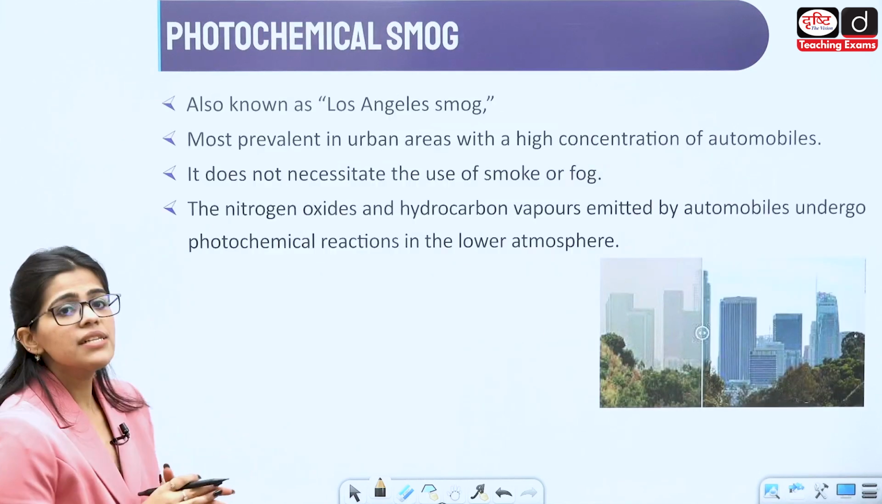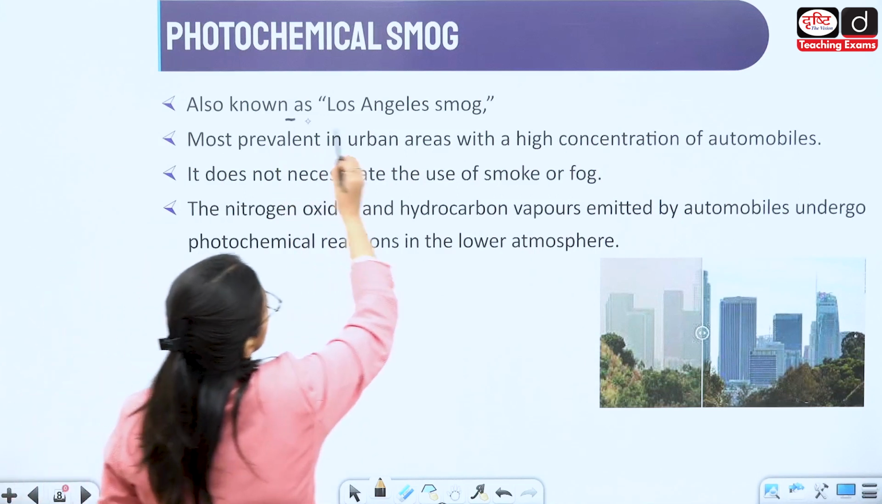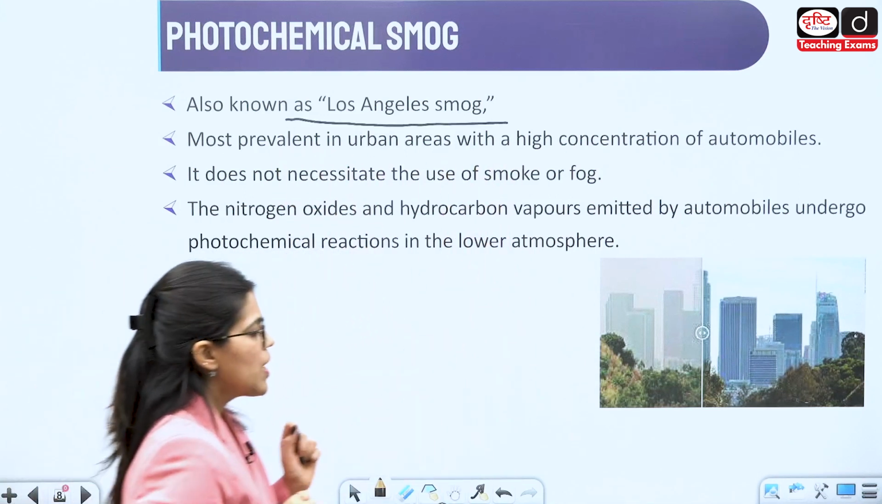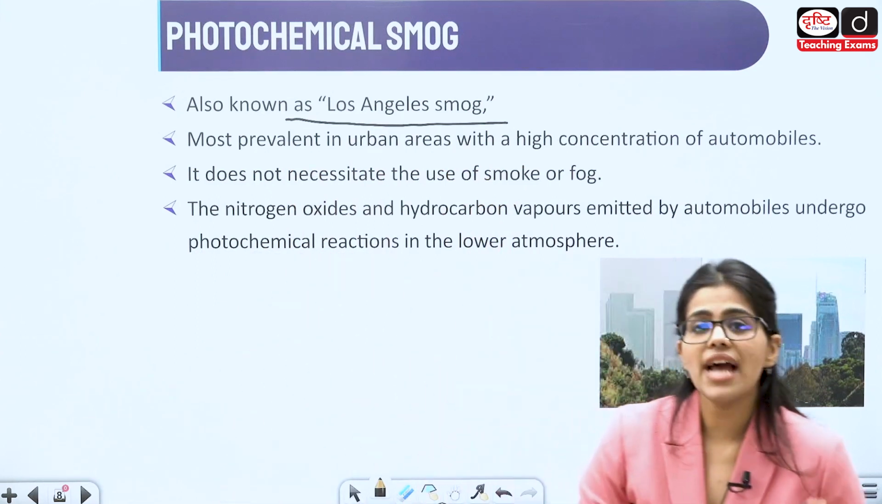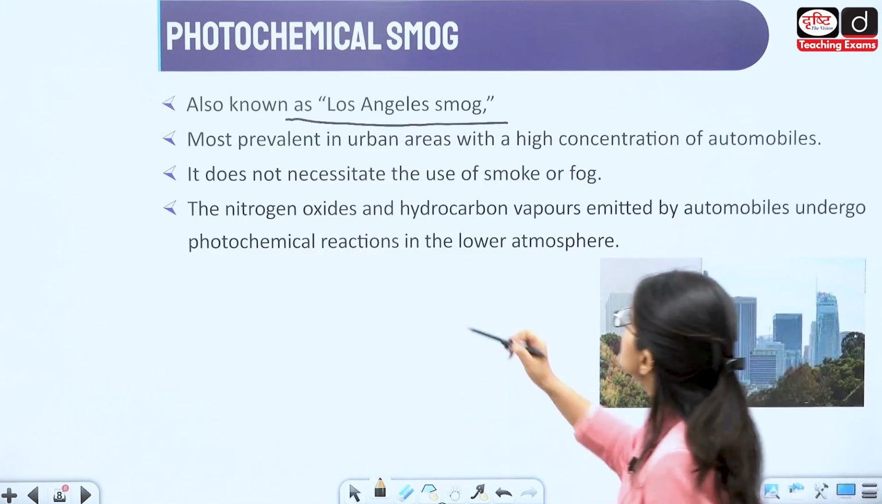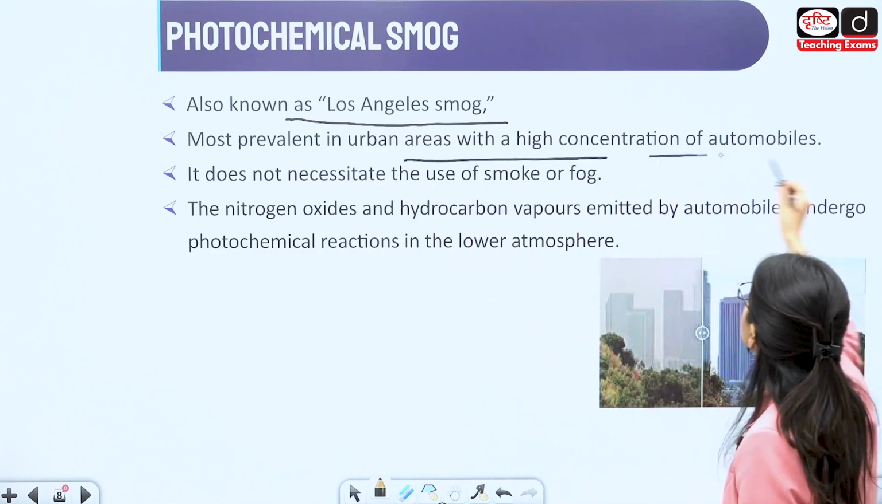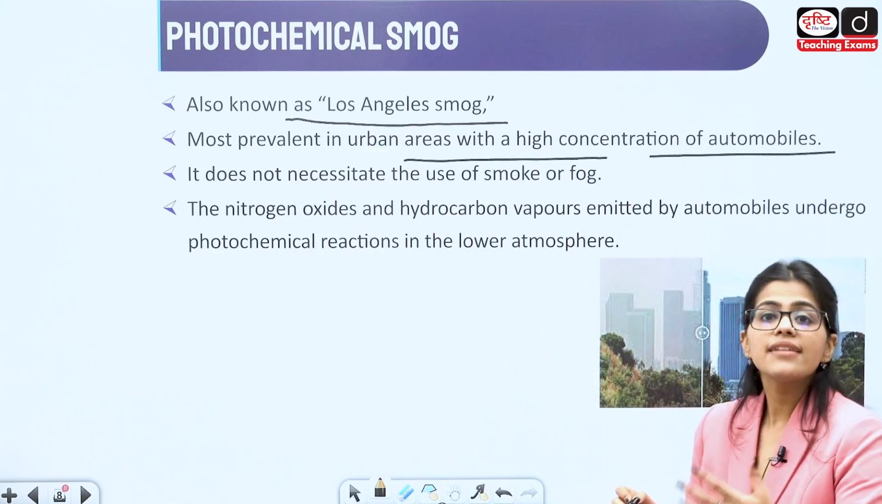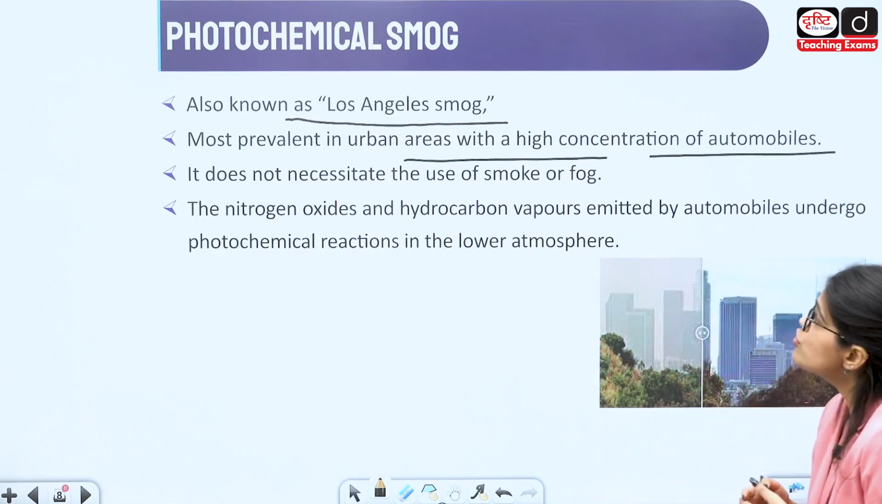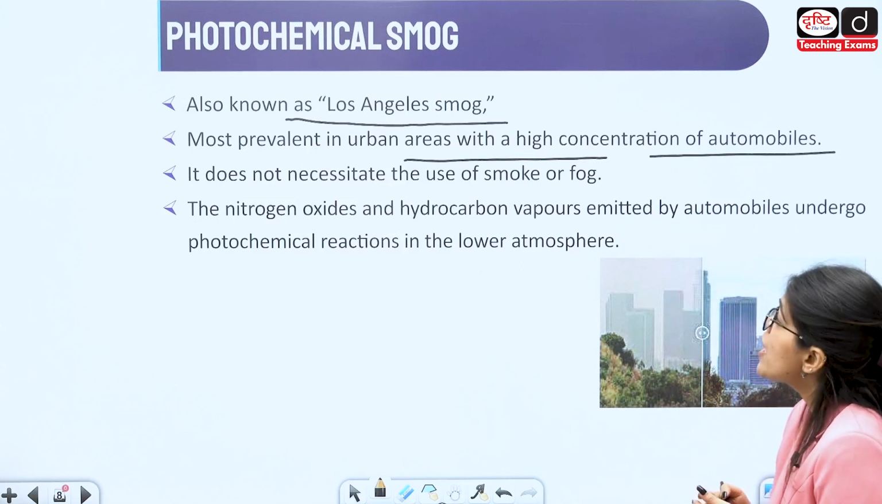So, this photochemical smog is also known as Los Angeles smog. It can be asked from this name also in your paper. It is also called Los Angeles smog. It is most prevalent in the urban areas with high concentration of automobiles, because there only nitrogen dioxide would be there. It does not necessitate the use of smoke or fog.